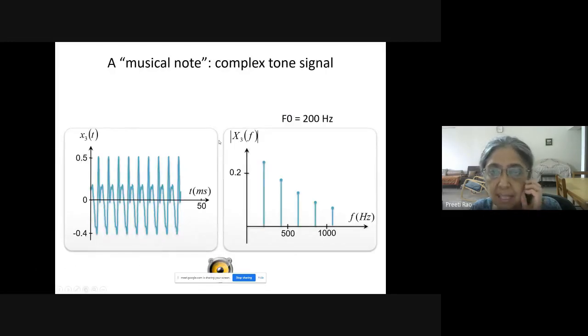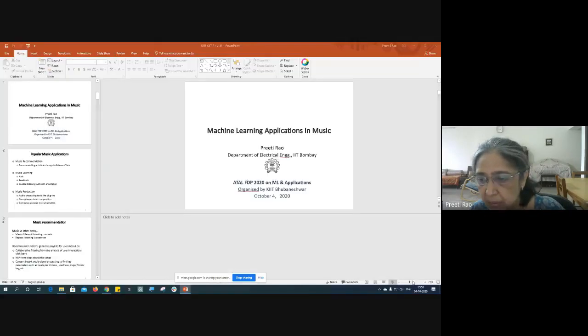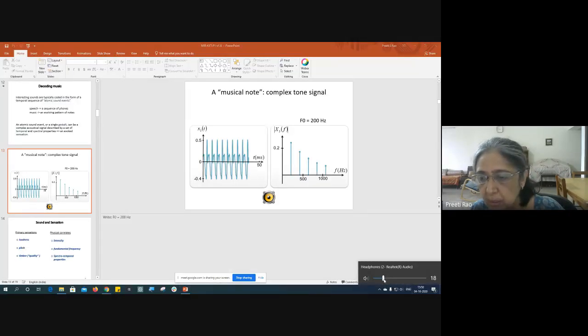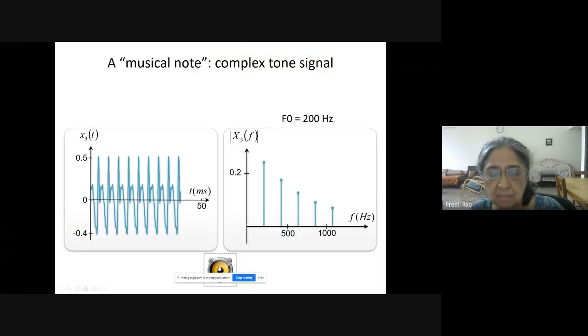So let's take a single musical note. This is an extremely simple sound. I'll just play that for you. The way I've got this player set up is because we could not directly play from the screen, so I'm playing through my speaker. I'll just increase the volume of the speaker so that you can hear. Okay, I'm going to play this now.